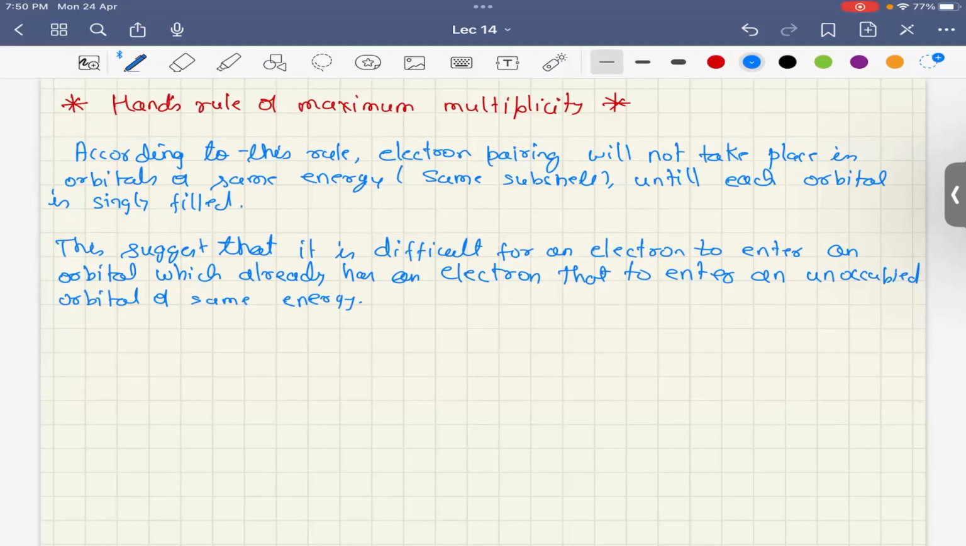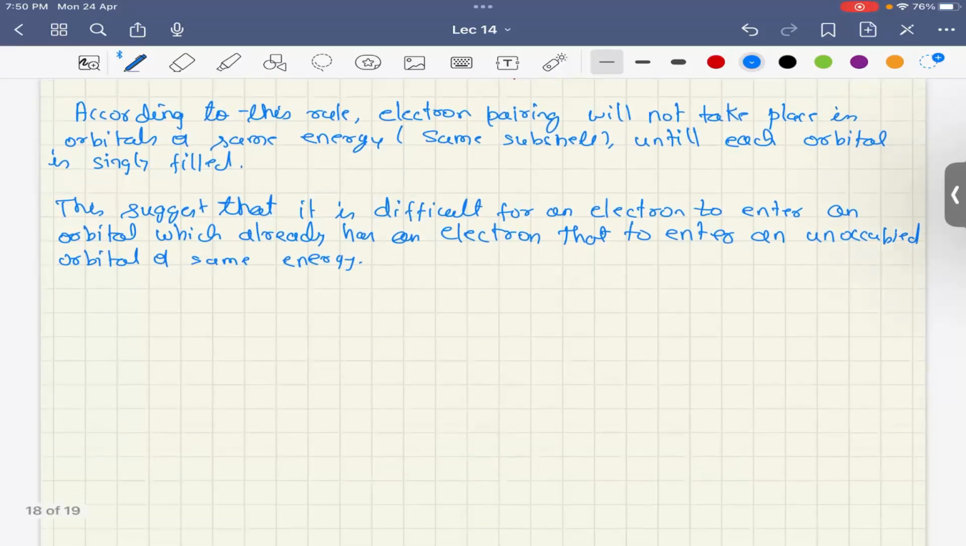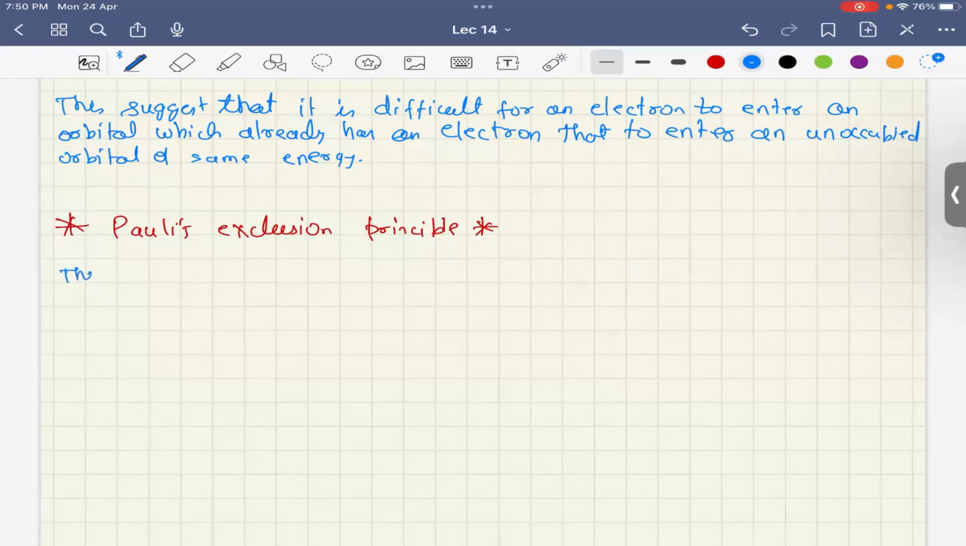So the last topic which we are going to cover is the Pauli's exclusion principle. What does it state? This principle states that an orbital can accommodate a maximum of 2 electrons and these must have opposite spins.